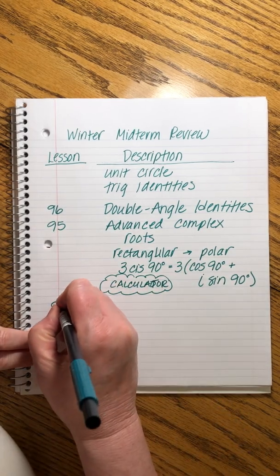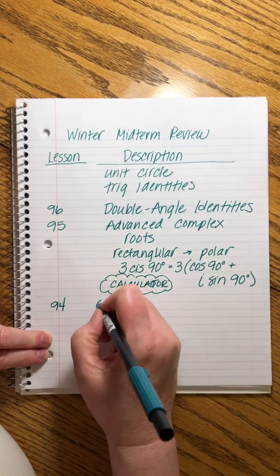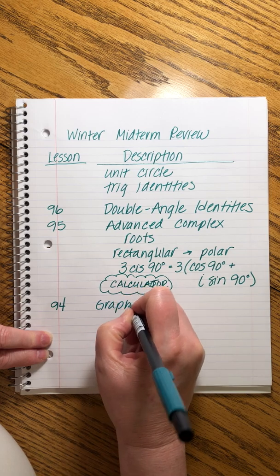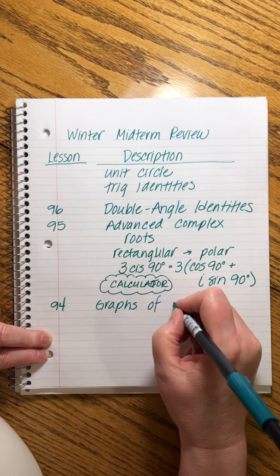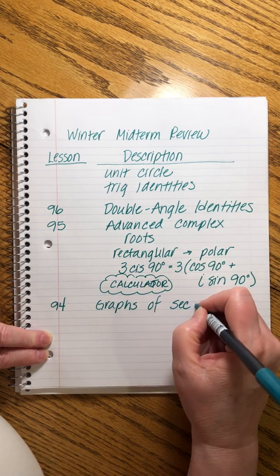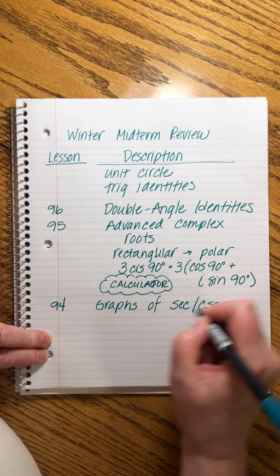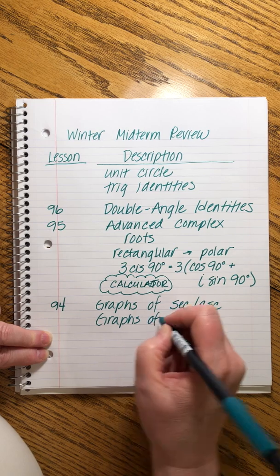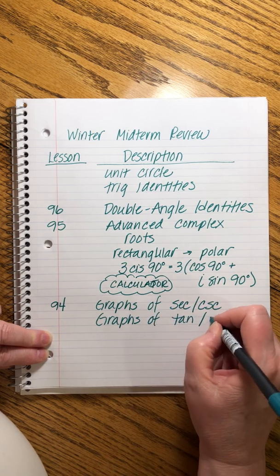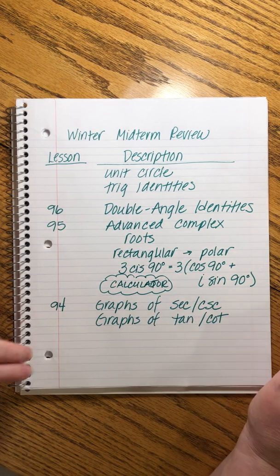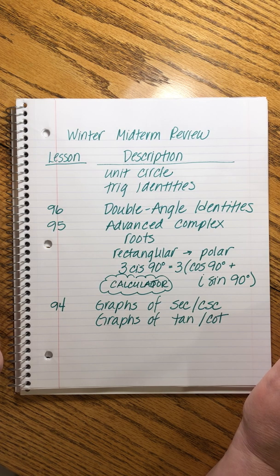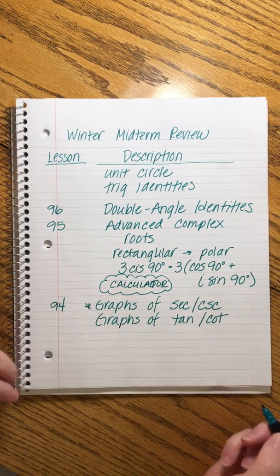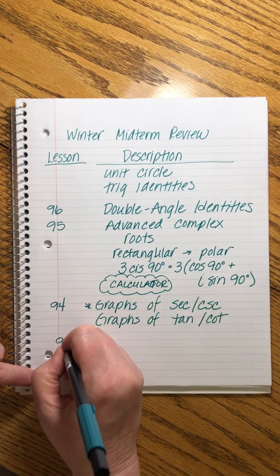94. Graphs. Oh, this is such a fun one. Graphs of secant and cosecant, and then graphs of tangent and cotangent. I'm much more likely to test you on that.